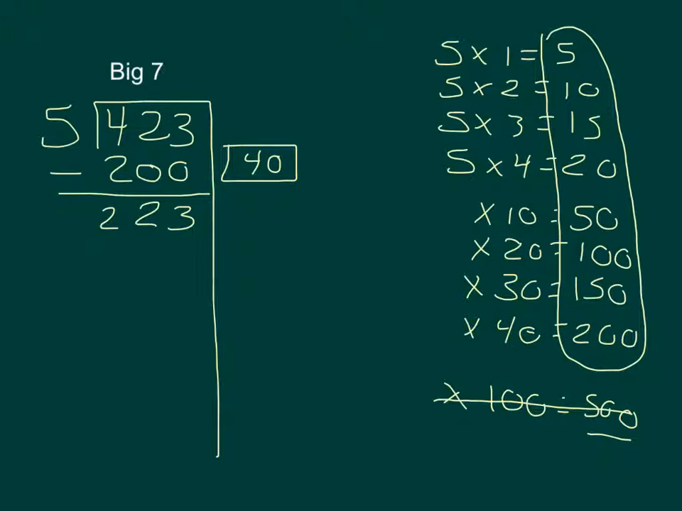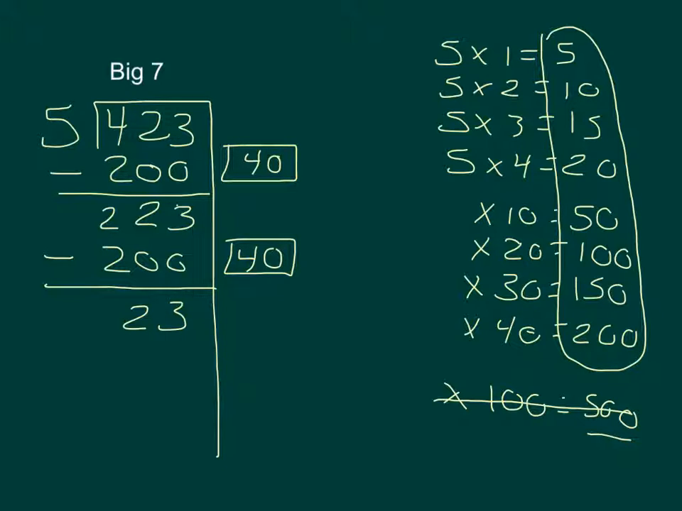All right. Well, now, what's the biggest number we can take away again? Well, it's another 200. So let's go ahead and subtract that, 200. And draw your box. Don't forget, this is the most important part. And that was 40 times. So 3 take away 0 is 3. 2 take away 0 is 2. And 2 take away 2 is 0, leaving me with 23.